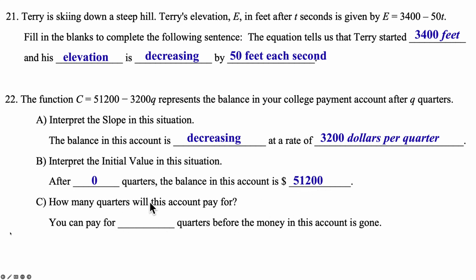How many quarters will this account pay for? Okay, take your equation, and we're going to go ahead and divide 3,200, where's that right there, into this. So we're going to find out how many quarters. That's 16. So you can afford 16 quarters before your account is empty.